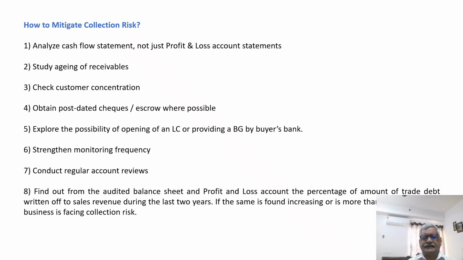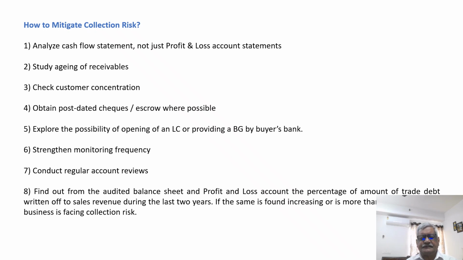How to mitigate the collection risk? Analyze the cash flow statement, not just the profit and loss account statement. Study aging of receivables. Check customer concentration. Obtain post-dated cheques, escrow wherever possible. Explore the possibility of opening of an LC or providing a BG by the buyer's bank. Strengthen monitoring frequency. Conduct regular account reviews.